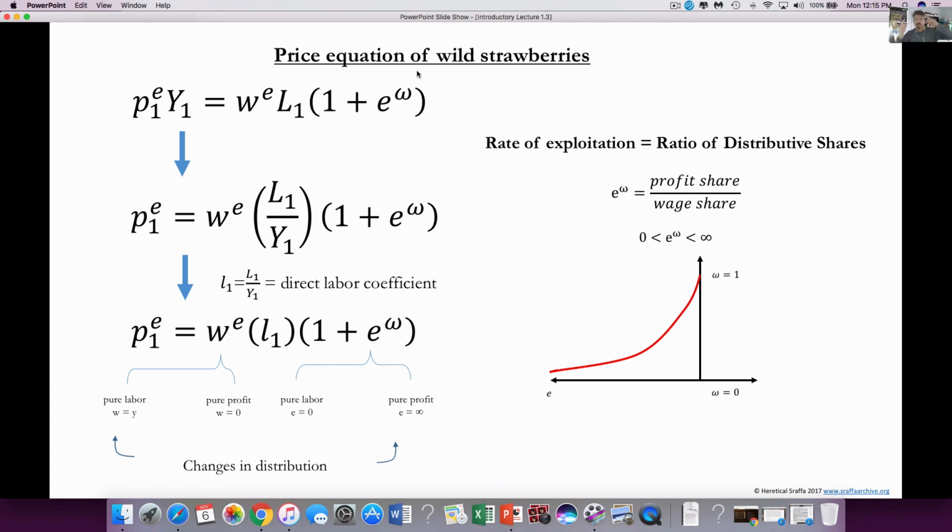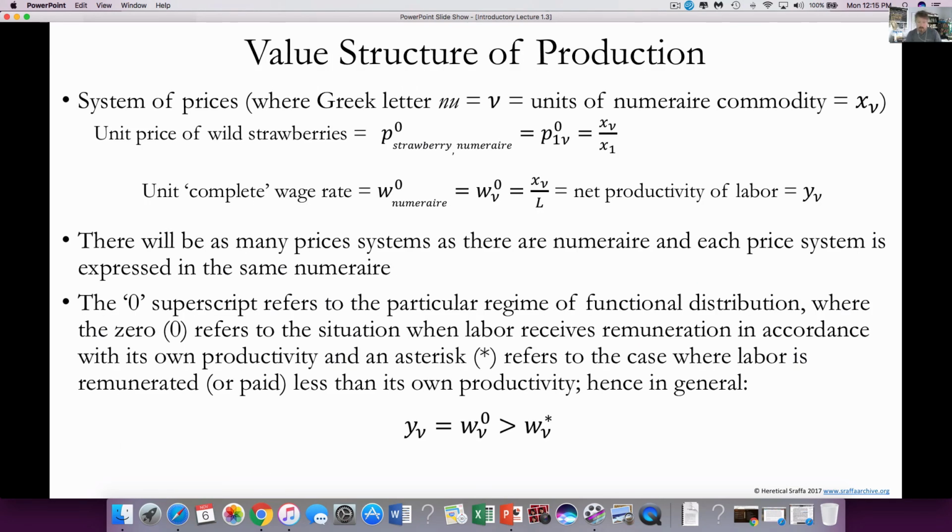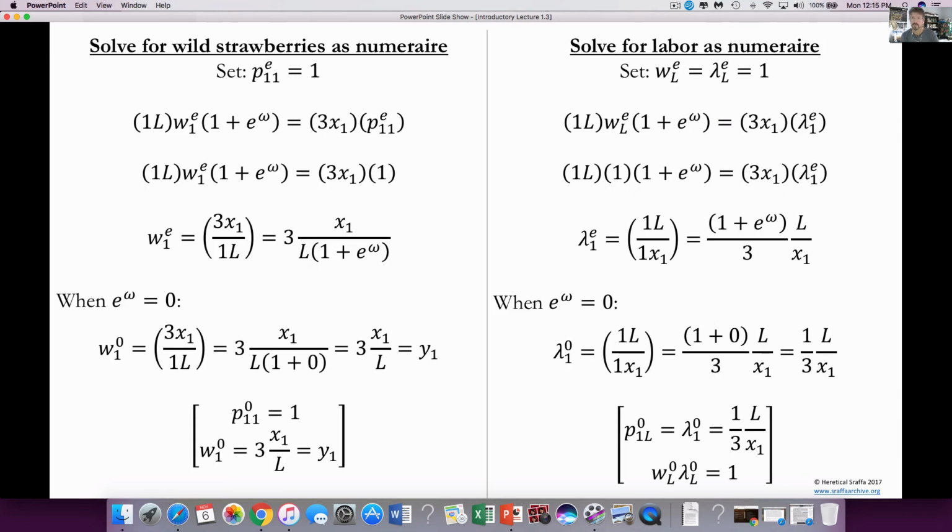We solve that equation when wild strawberries is a numeraire, and we solve that equation when labor is a numeraire. That gives us two different prices, or two different sets of prices. So I do the first one. Here I set the price of the wild strawberries equal to 1, and this is our equation.